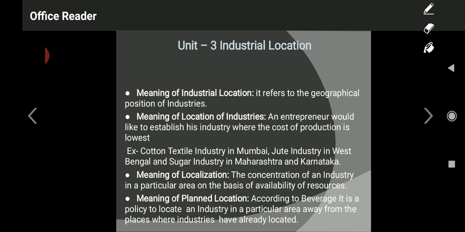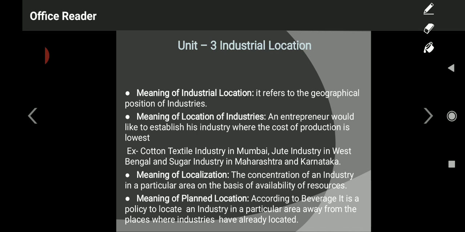Localization is nothing but the concentration of an industry in a particular area on the basis of availability of resources. Try to understand. Industrial location refers to the geographical position of industries, how the industries are located in different places of the country. That is called industrial location.